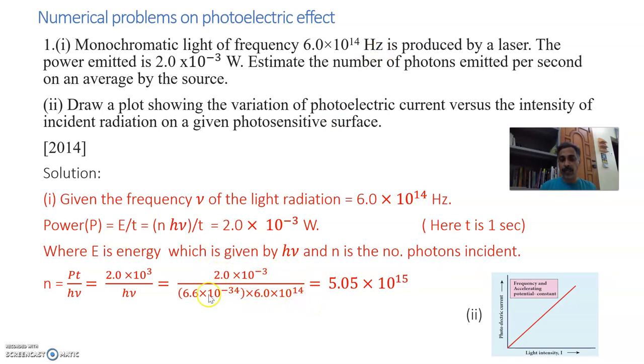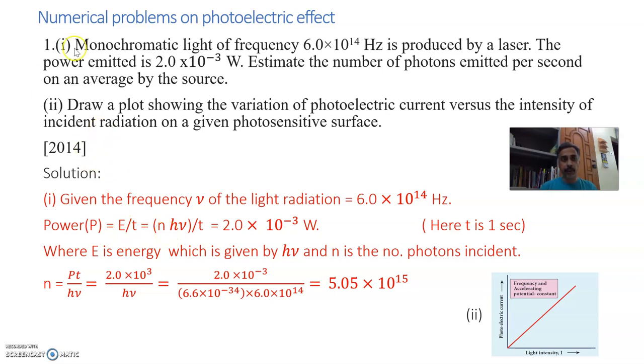Therefore, we multiply the terms in the denominator, and now divide the numerator by the denominator. We get the answer 5.05 into 10 to the power 15 photons emitted per second. This is what our calculation reads. So P is equal to E by T, E is equal to N h nu, and from that we calculate N. It's as simple as that.